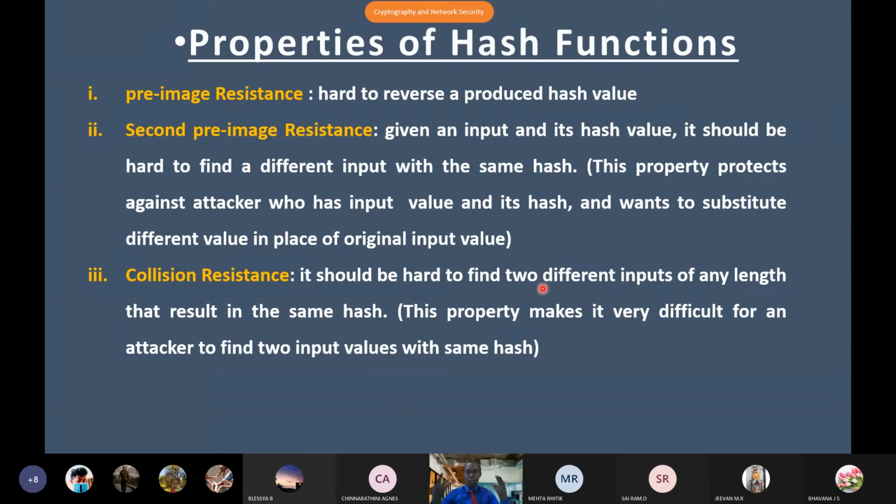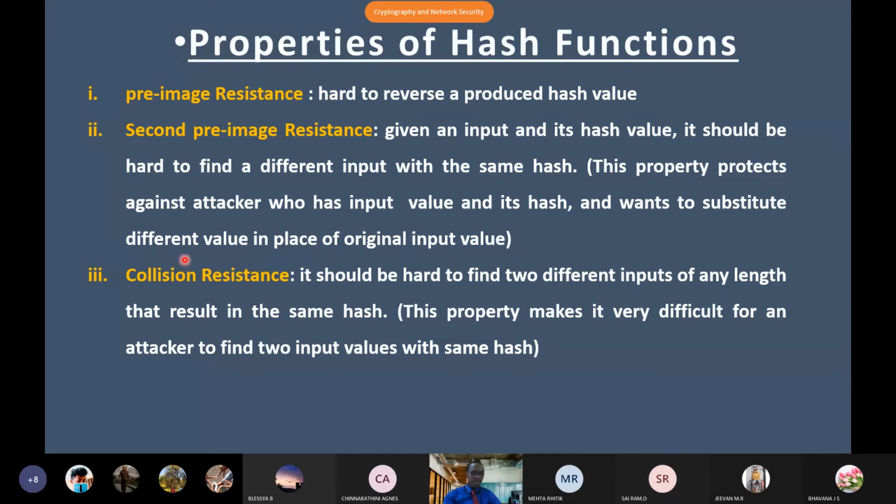You may have 2 inputs, or 2 pieces of data to be converted. When you have these 2 data to be converted, it is hard and difficult for a hacker or attacker to give a different output. That one is known as collision resistance. Collision means the 2 things cannot mean 2 different things; they should always mean the same.